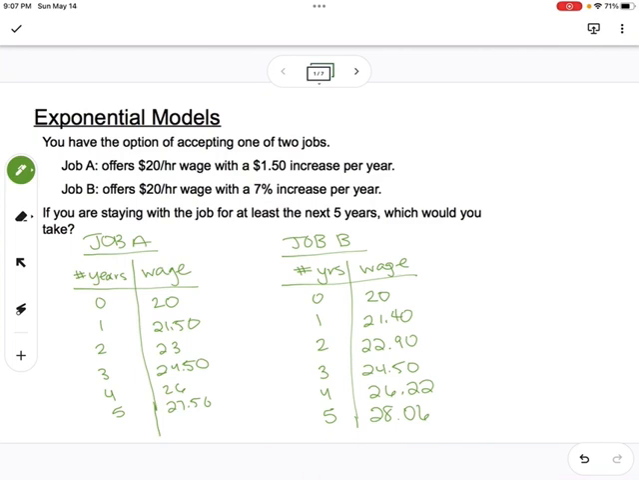Okay. So if we compare our two tables of values that we've created here, we see that job A starts off better, and then at year 3, you end up making the same amount at both jobs. Past year 3, you're making more at job B. So if we're staying at least 5 years, we are going to want job B because it has the higher wage, reaching that many years.